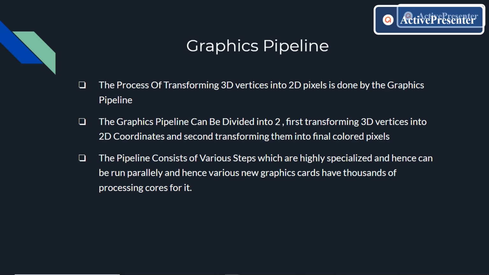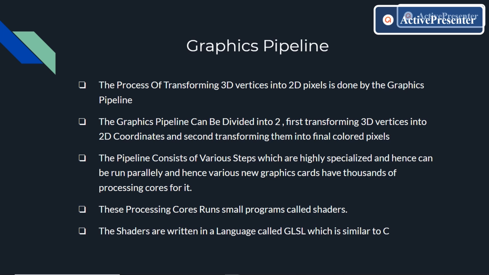There are certain steps that OpenGL takes care of for us. However, there are certain steps that we as programmers have to code for ourselves. These steps are called shaders. Okay? A shader is written in a C-like language called the OpenGL Shading Language, also called GLSL.